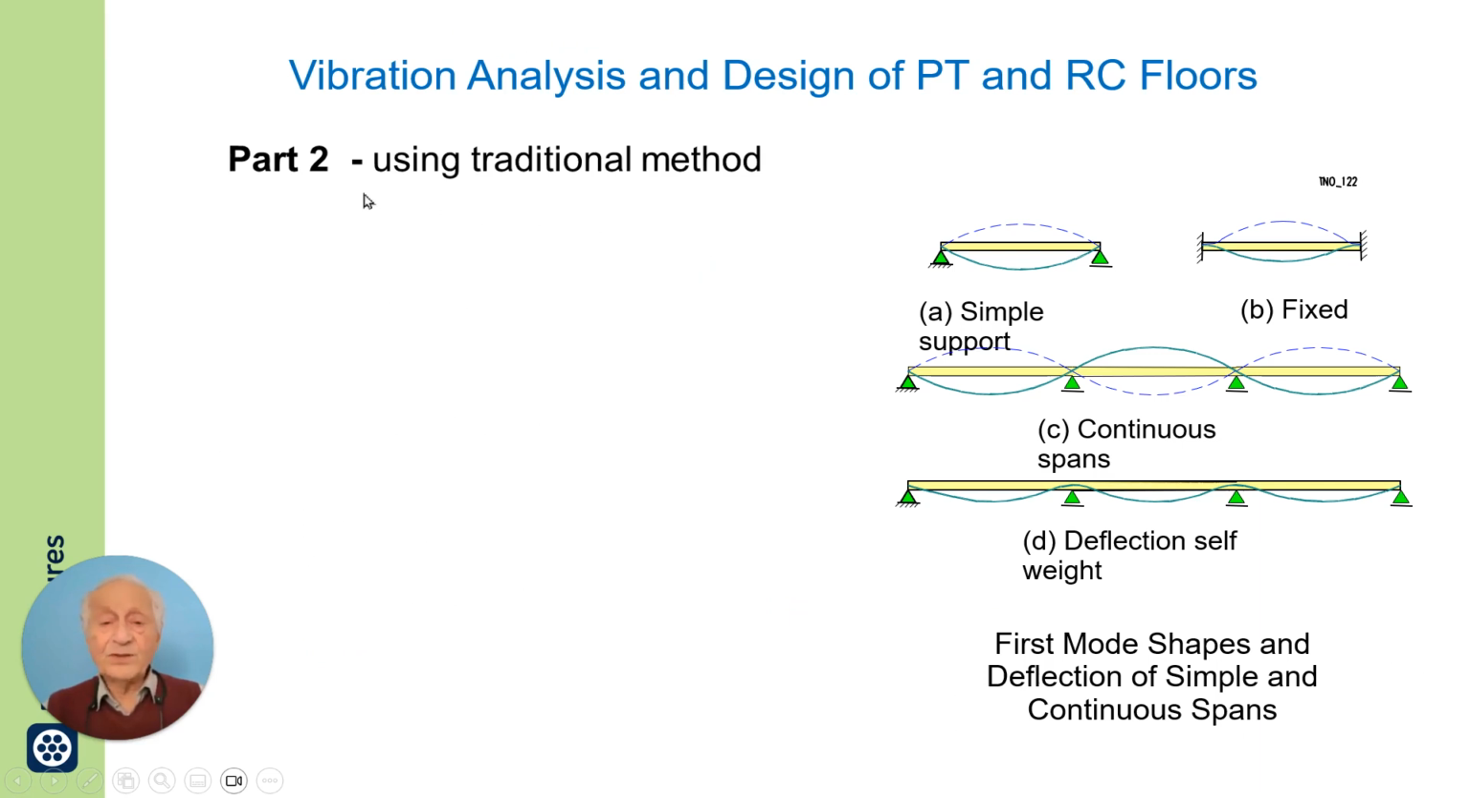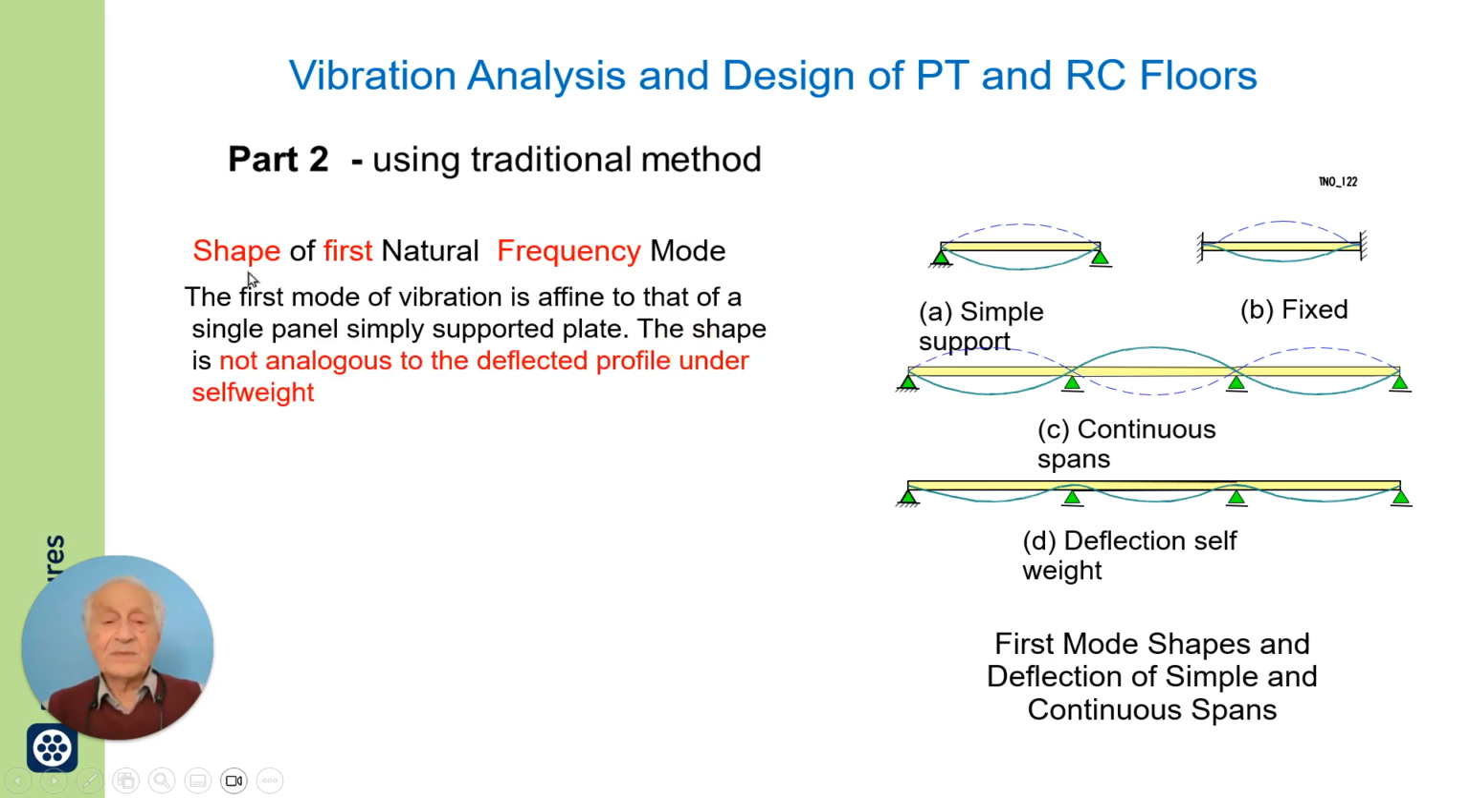Now, when you use this traditional method, you have to be aware of which mode you select. Shape of the first natural frequency, the first mode of vibration is akin to that of a single panel simply supported. The first mode looks like this, as if it is simply supported, not analogous to the deflected profile under self-weight. You see, the deflected profile is like this, but the first mode for a single span is like this. Now, the two are somewhat different.